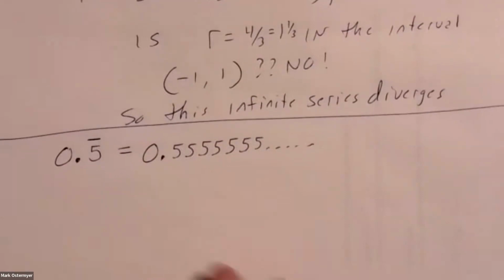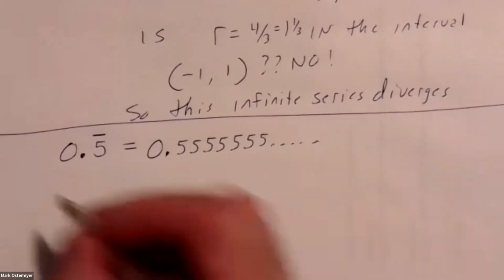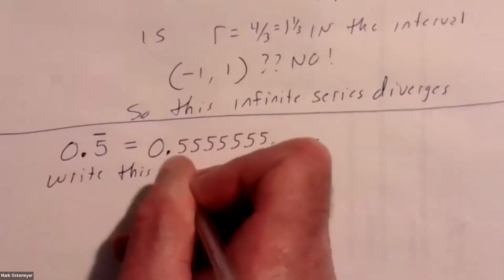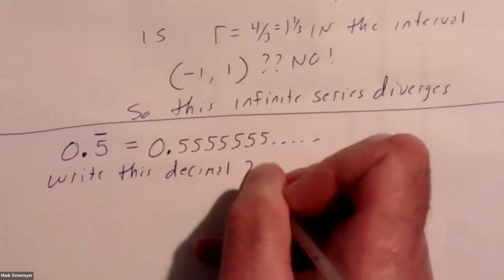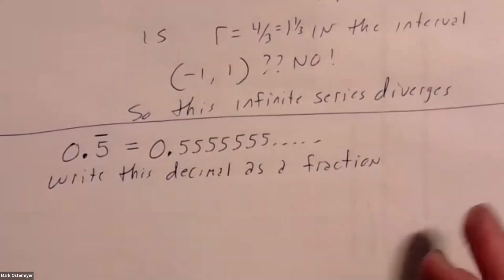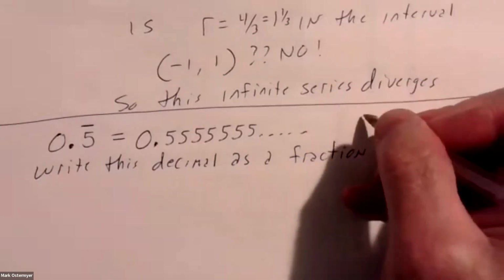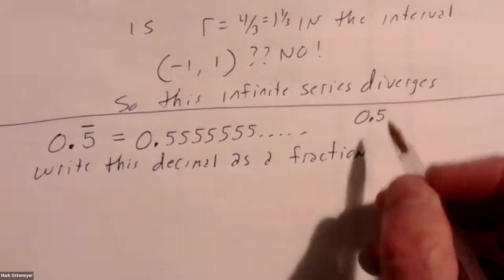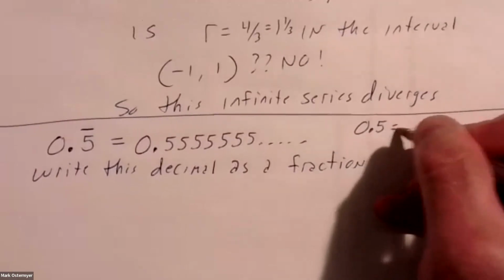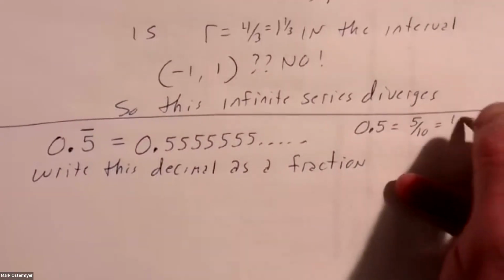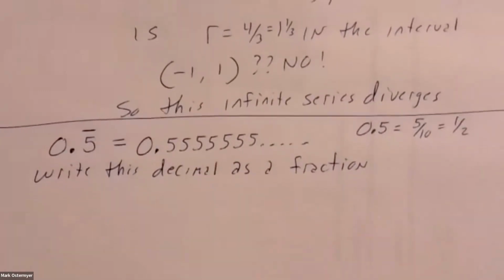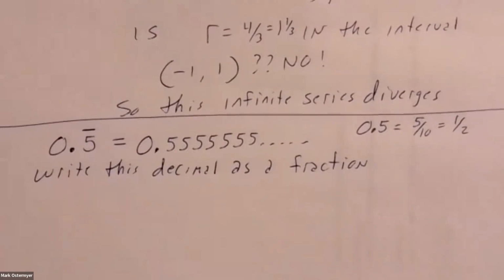Called a repeating decimal. What if I want to do something interesting with it? Suppose I want to write this decimal as a fraction. How would we do that? If I just had 0.5, that's a terminating decimal. To write it as a fraction is trivial, because this is just 5/10, or 1/2, done with the problem. Agree? Well, how do you write that repeating decimal as an equivalent fraction?